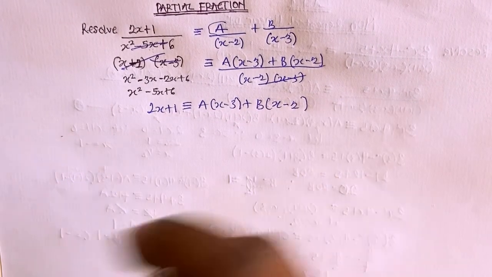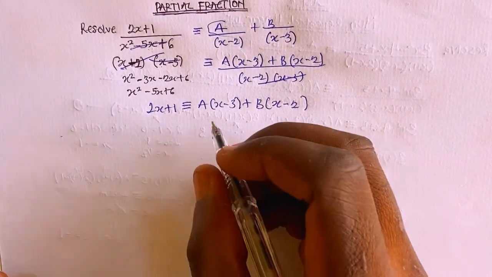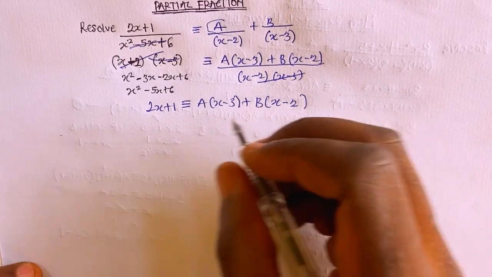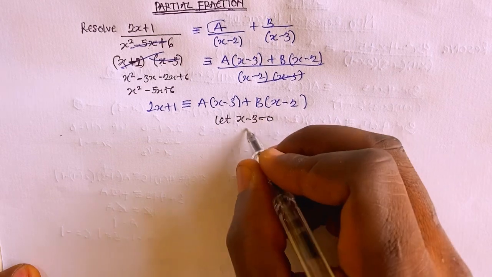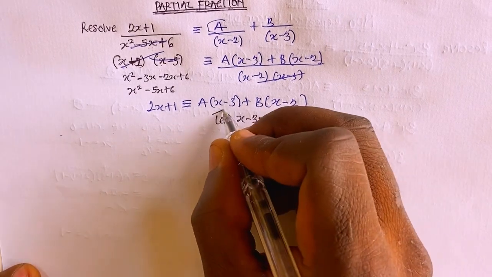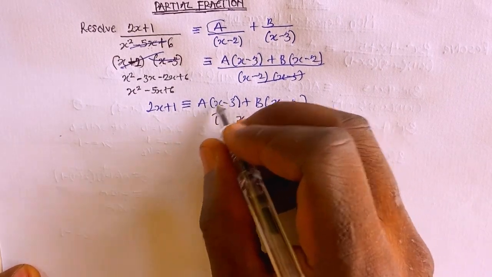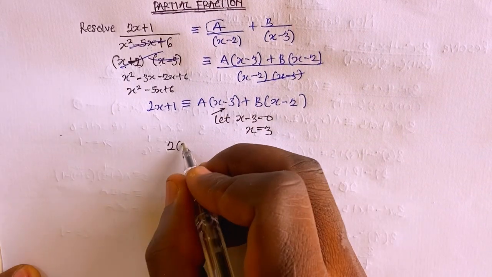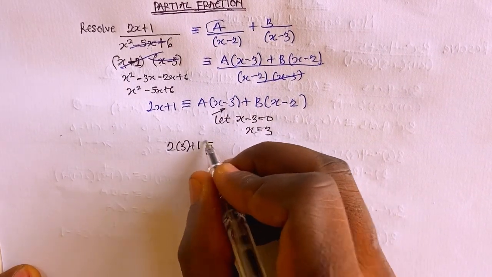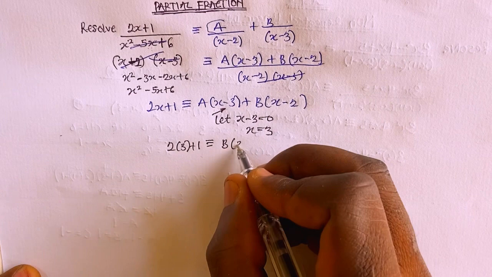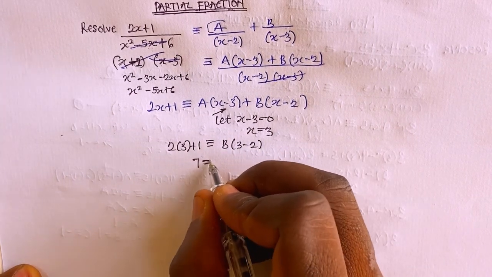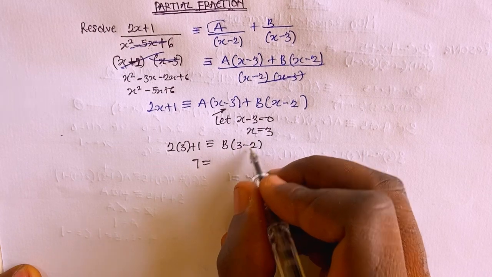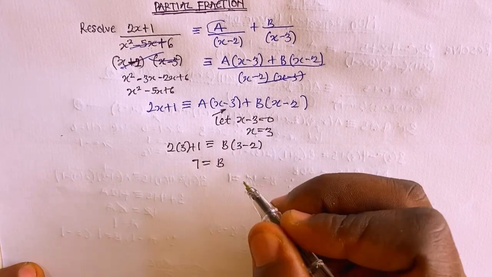So what happens in this case is that I can use the trial and error method and say let x minus 3 equals 0, then x equals 3. If I plug in 3 here, everything with A is going to be 0, then I have 2 into bracket 3 plus 1 equivalent to B into bracket 3 minus 2. Here I have 6 plus 1, which is 7, equal to 3 minus 2, that's 1, which means that B is equal to 7.